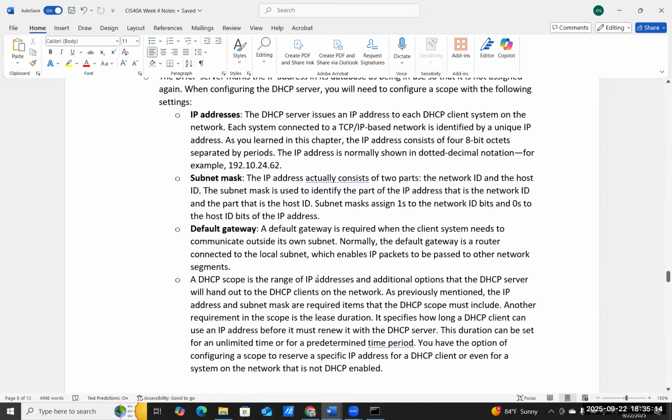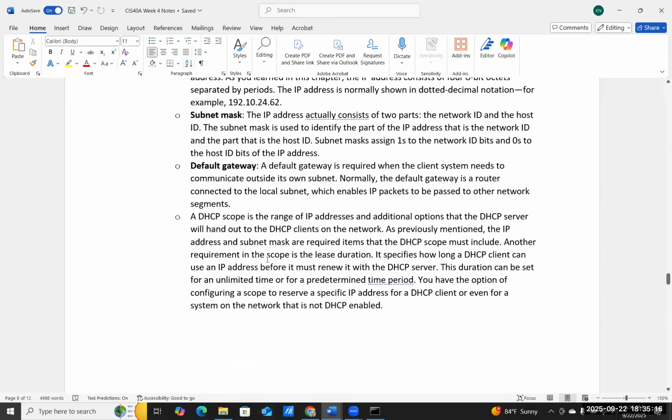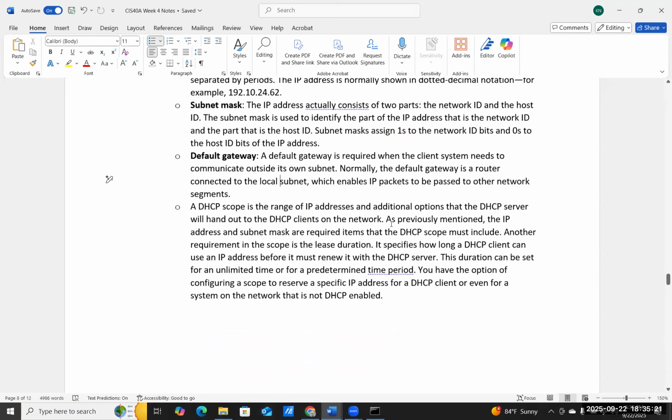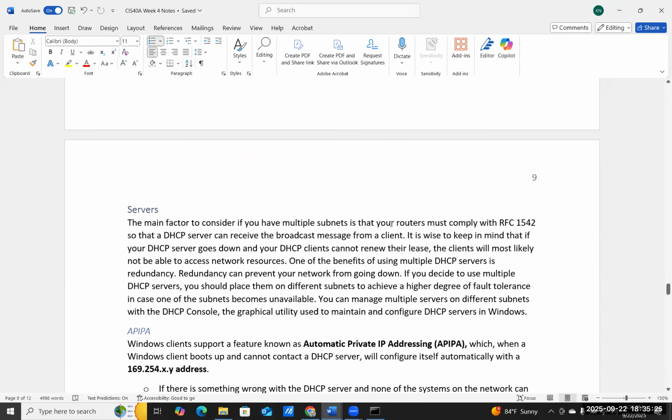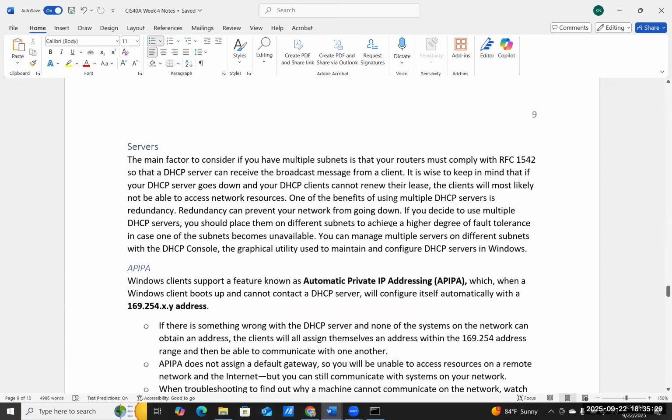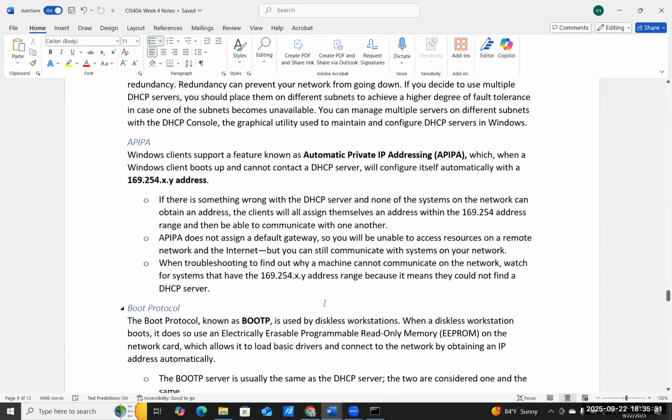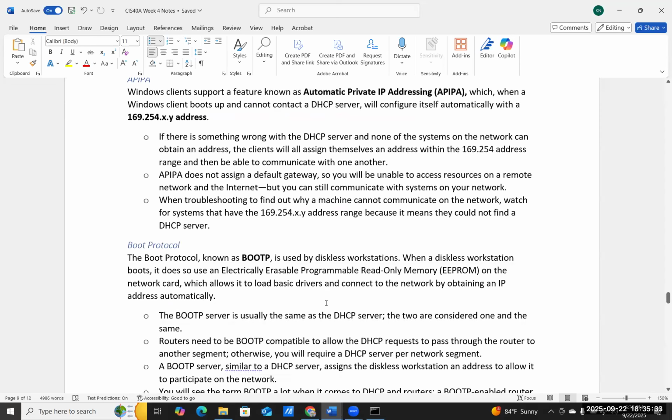Okay, so we talked about the default gateway already. That is usually the router address, which has the unique host ID of .1. And then your servers right here, right? DHCP, DNS. We talked about APIPA addresses. Bootstrap Protocol, BOOTP, is right here.